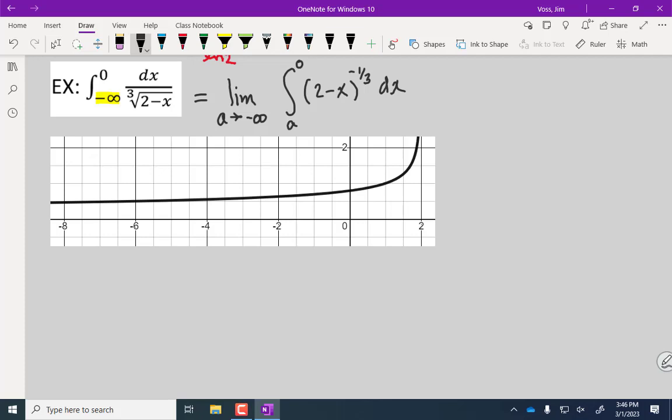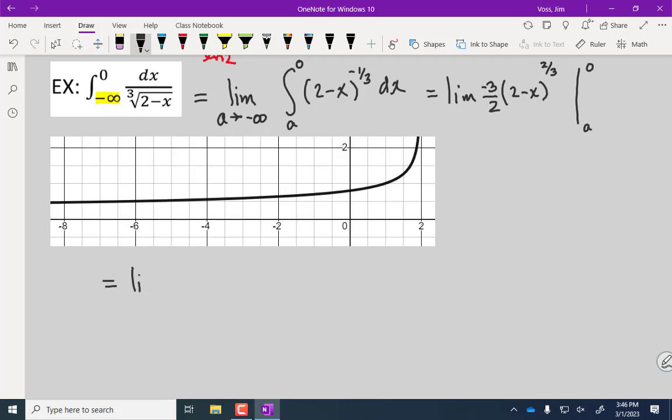And then this we can integrate with power rule and reverse chain rule. So we're going to have limit of, so we're going to add 1 to the exponent. Adding 1 to negative 1/3 gives positive 2/3. Dividing by 2/3 gives multiplication by 3/2. And then what about RCR? Divide by negative 1. So we'll put that negative 1 right there in front of the 3. And this will go from a to 0.